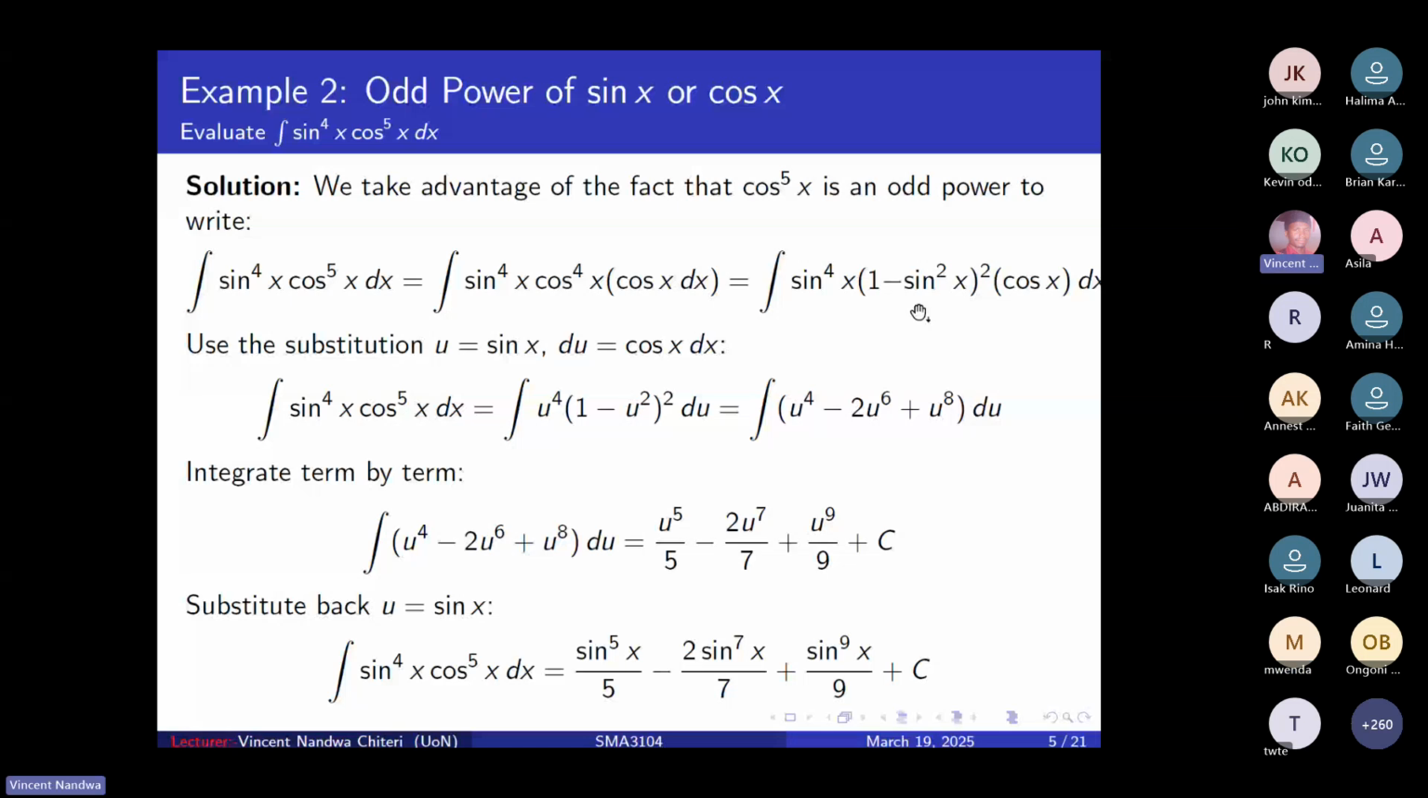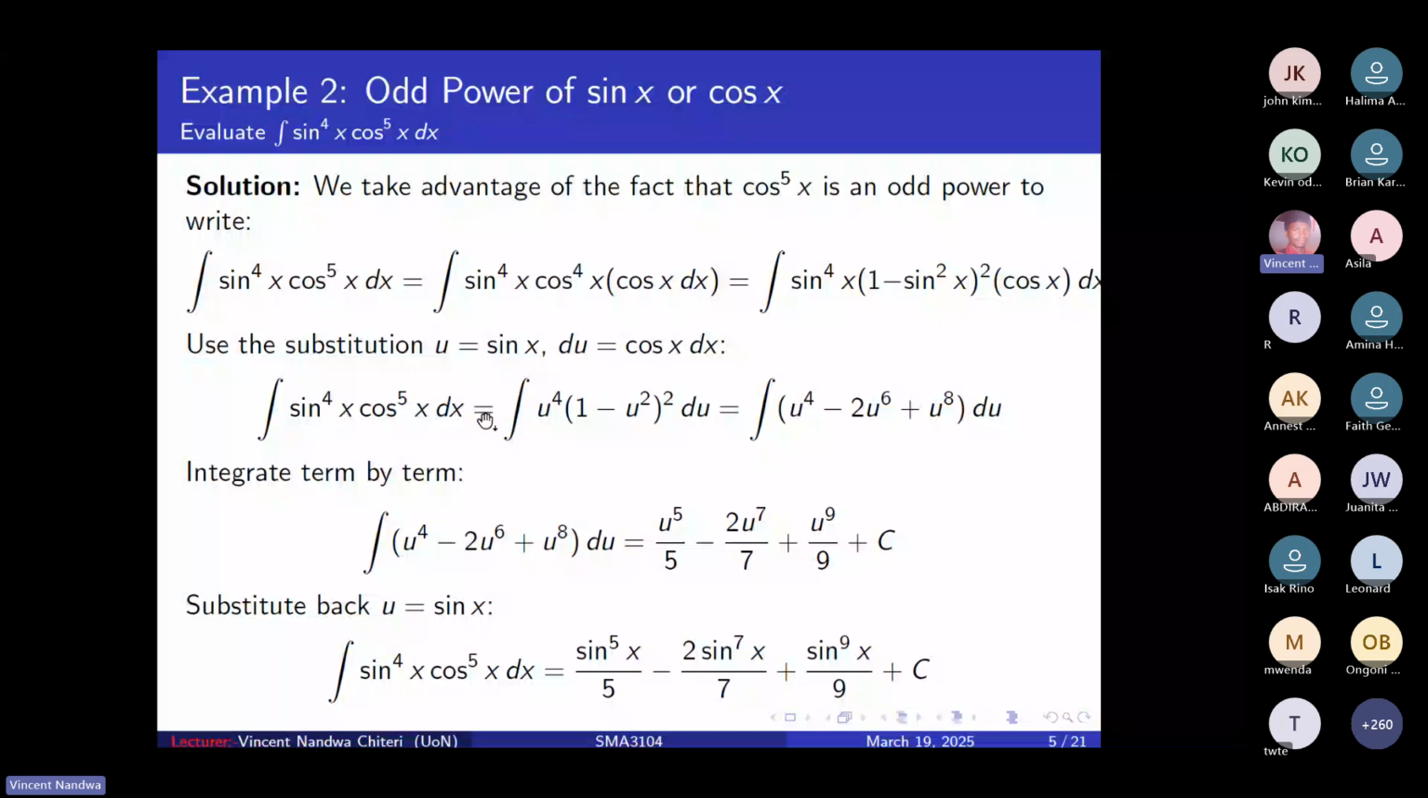So which means this integral will be sine power 4. And then because sine is u, it will be u power 4. Then into brackets 1 minus sine squared, and u is sine, so it will be u squared. And then this square here, then you multiply by du. Du is the part which is cos x dx.